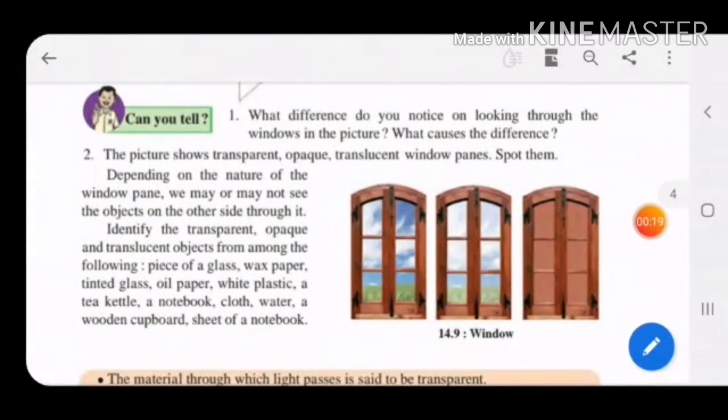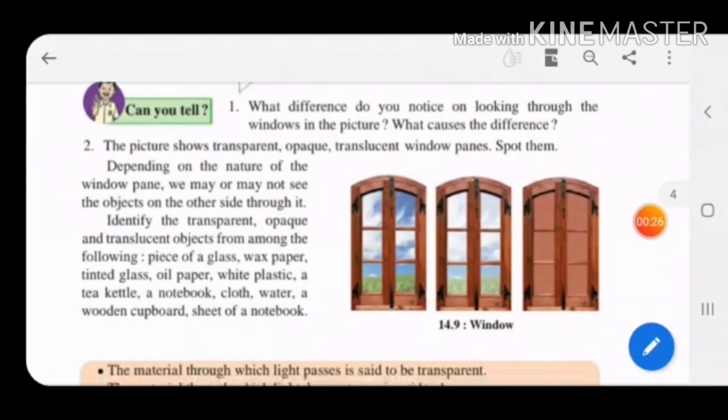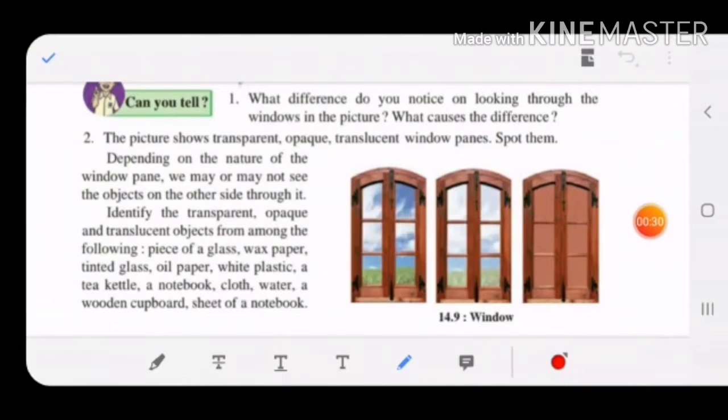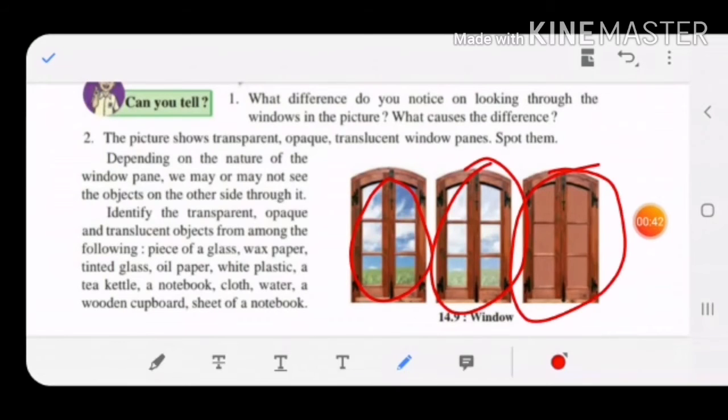Children, here 3 types of windows are shown to you. Let's notice what is the difference in them. What difference do you notice on looking through the windows in the picture? What causes the difference? Children, if you look in the first window, the clouds behind the window are seen clearly. In the second window, the clouds behind the window look faint, and in the third window, the clouds are not seen at all.